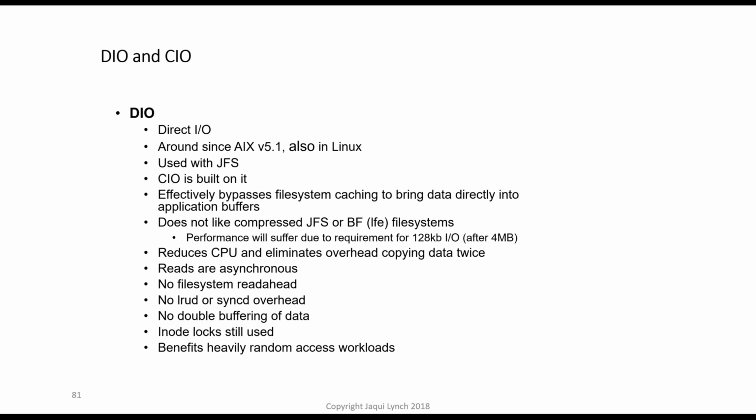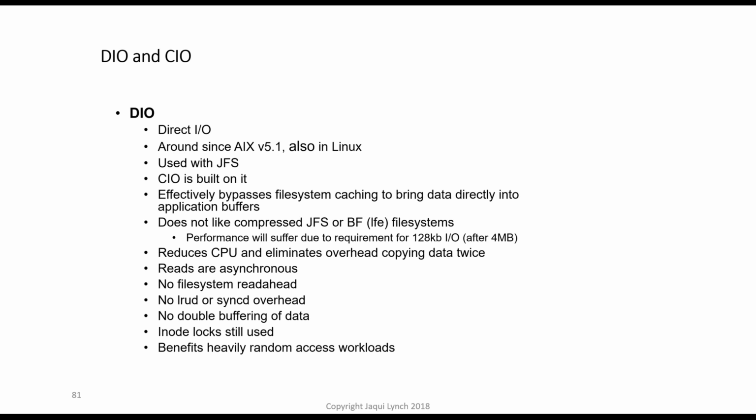So with direct IO, which came out with JFS and has been around since 5.1, it's also what you get in Linux. I basically say, you know what, just copy it straight into the application space. Just put it straight there. Don't do this double copying stuff. It reduces your LRU daemon and sync daemon overhead to nothing. It gets rid of the double buffering, and that double buffering uses both CPU and memory, so you're freeing up memory and you're freeing up CPU.